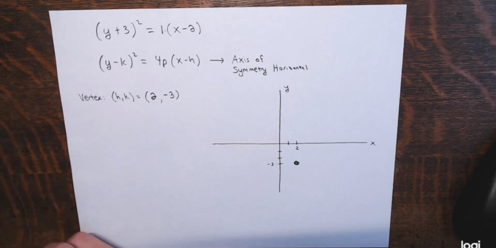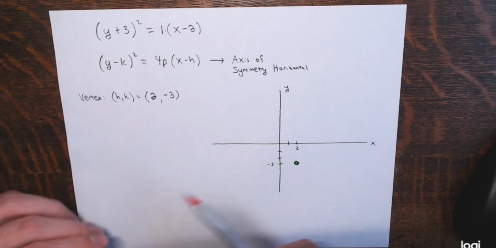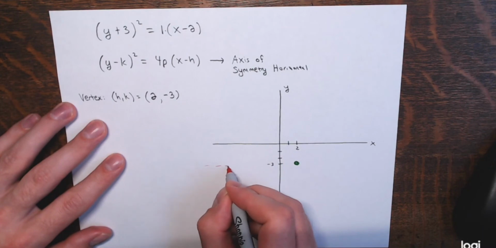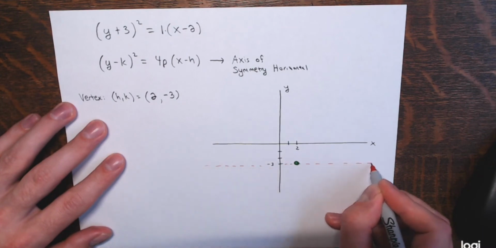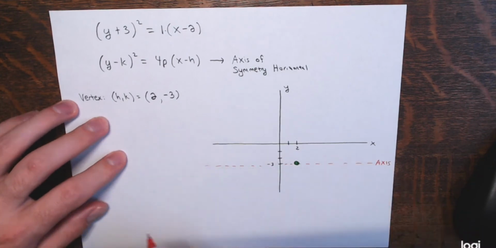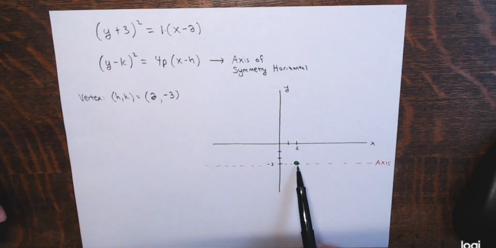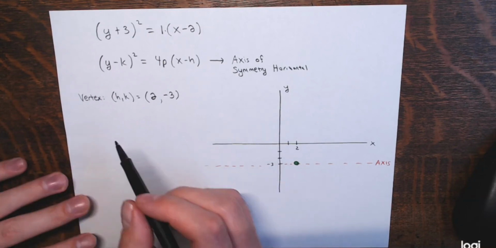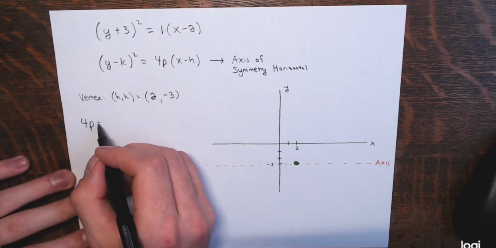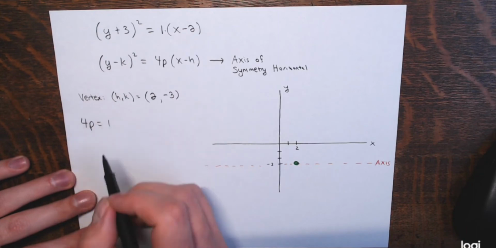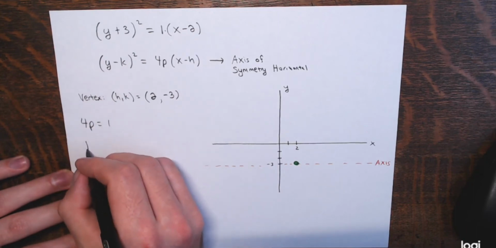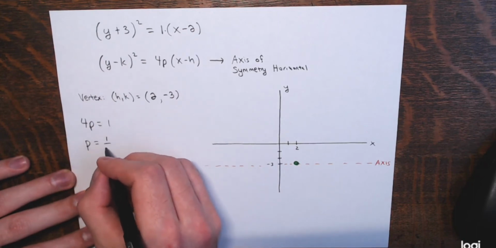And the axis of symmetry is now horizontal, right, when y is squared and x is not. So here's the axis of symmetry. I'm just going to put axis. So the focus is going to be either right or left, and again, it depends on the value of p. Right? If p is positive, the focus will be to the right of the vertex. If p is negative, it'll be to the left. Well, 4p in this particular example is 1. So the value of p is 1/4.